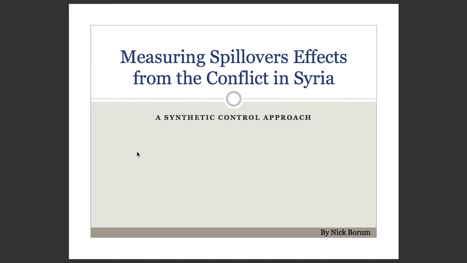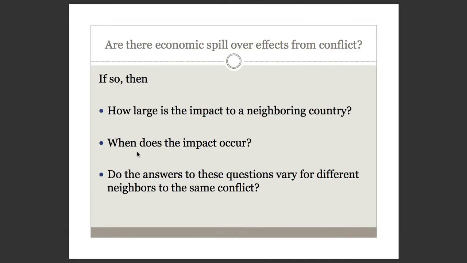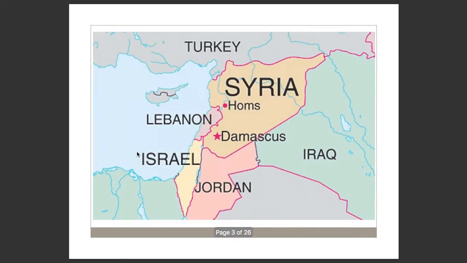Hello, my name is Nick, and I'm working on a project that measures the spillover effects from the conflict in Syria, and I use a synthetic control model. The idea is that there are four countries bordering Syria that I'm interested in looking at, and I want to look at how large these spillover effects are, if they exist, and also at what time periods they occur, and whether these two things are different for each country. So I look at Jordan, Israel, Lebanon, and Turkey bordering Syria, and I take the war in Syria as a treatment, and I want to see what the impact of the treatment is on these bordering countries.